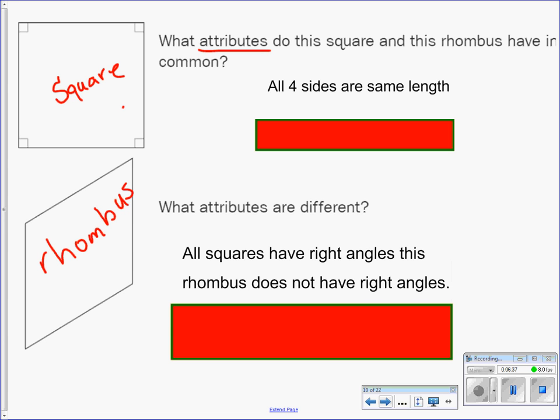Well, the square has 4 right angles, but the rhombus does not have any right angles. And remember, our right angle is straight up and straight across. So we got 4 of them here. And if you notice down here, you've got smaller than a right angle, larger than a right angle, smaller, and then larger than a right angle. Okay?